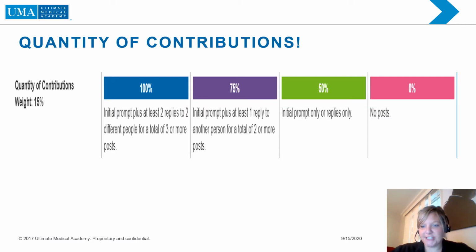Quantity of contributions. Okay, so we talked about the initial post being on Wednesday night at 11:59 p.m. and 2 additional posts on 2 separate days. So altogether you need 3 posts, the initial and 2 replies. However, if you feel that you found a bunch of people that you want to talk to and build connections, please, please, please, I encourage you to reply to as many people as you want to. But to get full credit, you have to have 2 replies on 2 separate days and your initial post.